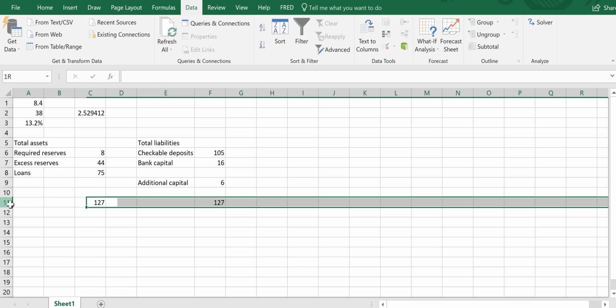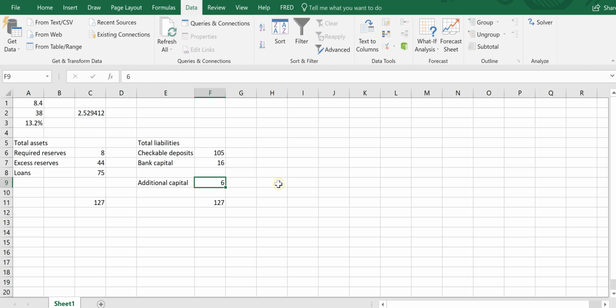So you see that no matter what happens to the additional capital, this balance sheet will always be balanced. And that's because I made it that way, right? Excess reserves is the initial value, and the initial value already made the balance sheet balanced, and then add this additional capital. So that will obviously make the balance sheet always be balanced.